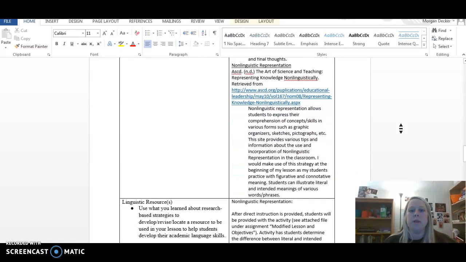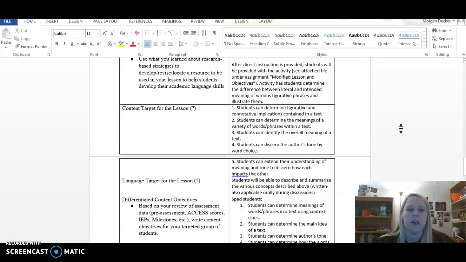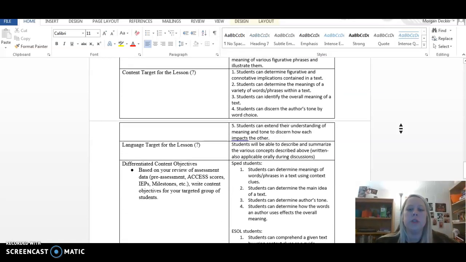And then last, which would be the thing that I feel like this lesson most effectively represents, is non-linguistic representation. So using something other than a written response to illustrate and convey meaning. So within my lesson, you'll see that I use illustrations a good bit.